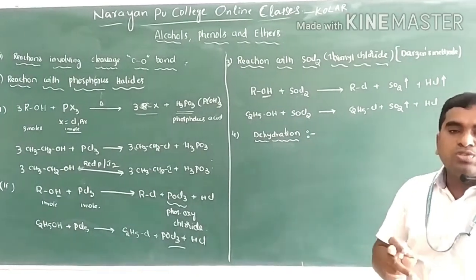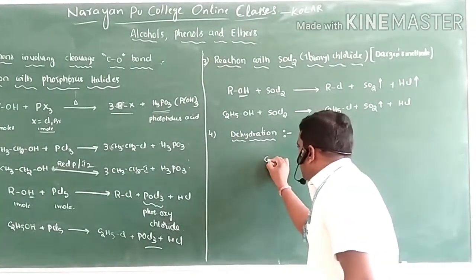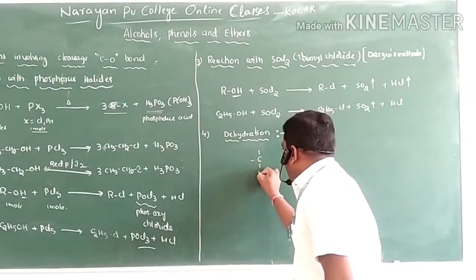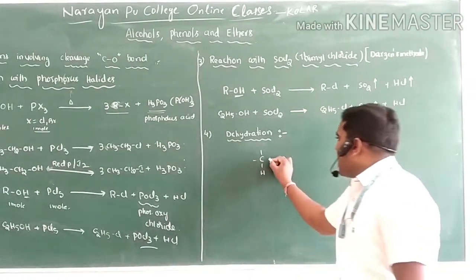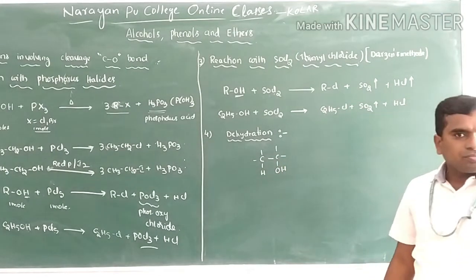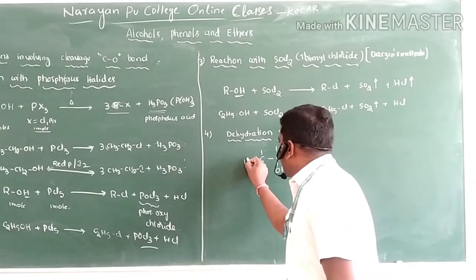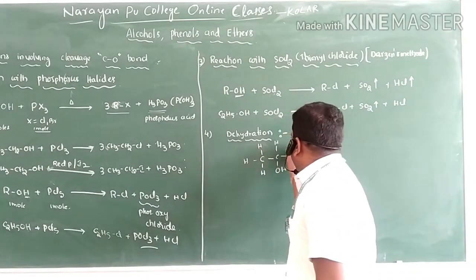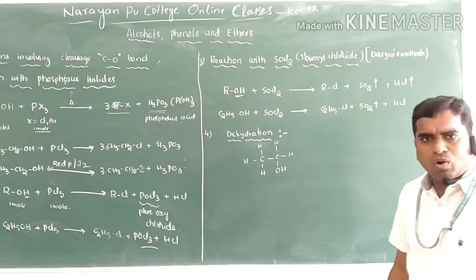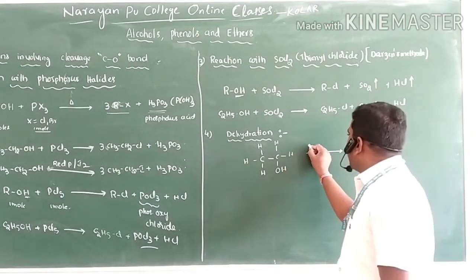When alcohols are involved in the dehydration reaction, they form alkenes in the presence of dehydrating agents. What are those? We will discuss here. Suppose, the general formula I will write here: this is H, and this is OH, alcohol. If you want, you can take ethyl alcohol with H and H and H. This is ethyl alcohol.